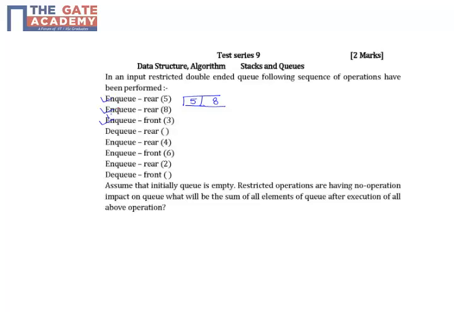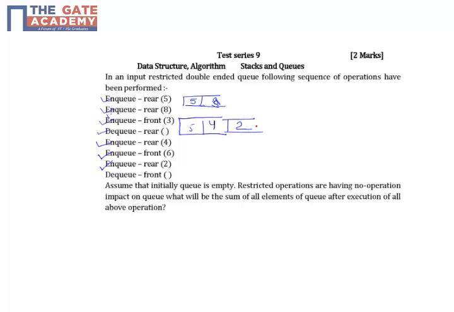DQ at rear, that means 8 will be removed from my queue. So I am having a new queue that has only element 5 up to this point. NQ at rear 4, so 4 will be added at the rear end of the queue. After that, NQ at front 6, no operation will be there. NQ at rear again 2, so I have added 2.